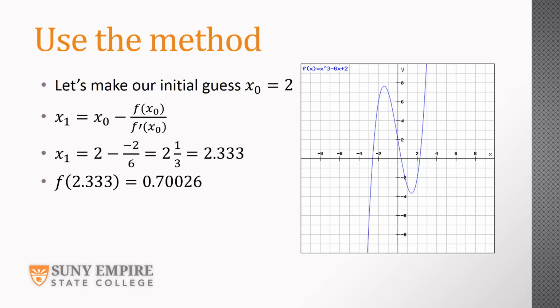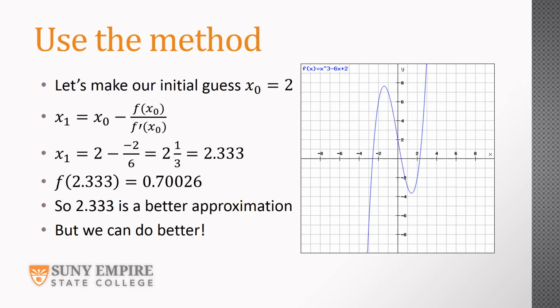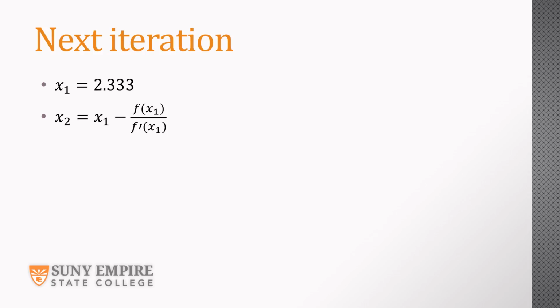If we plug this amount into the function, we find the function value equal to 0.70026. So 2.333 is an improved guess for the root of our function. But we can do better if we use Newton's method again. What happens if we use Newton's method again, but with 2.333 as our initial guess? Again, we have the basic setup to improve our approximation for finding the root of the function.